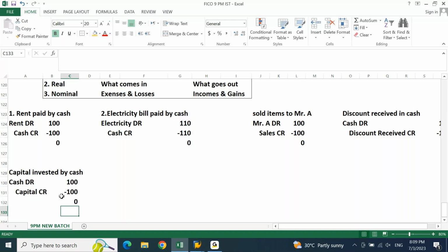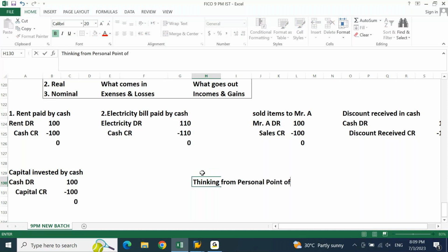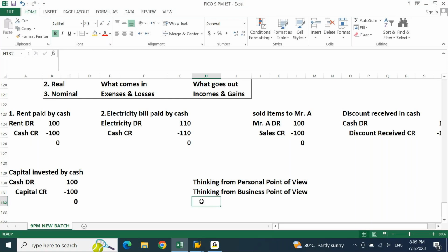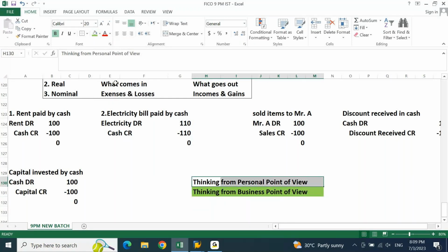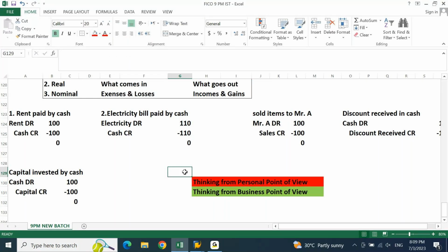Now, you should always think from the business point of view. So there are two ways here: thinking from the personal point of view and thinking from the business point of view. Whenever you are talking about accounting, are we supposed to think from the business point of view or the personal point of view? Business point of view. You should always think from the business point of view, not from the personal point of view. These two will always be reverse, ulta. If you think from the personal point of view, it sounds different. If you think from the business point of view, it sounds different.